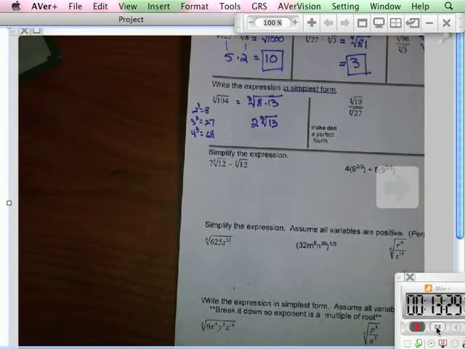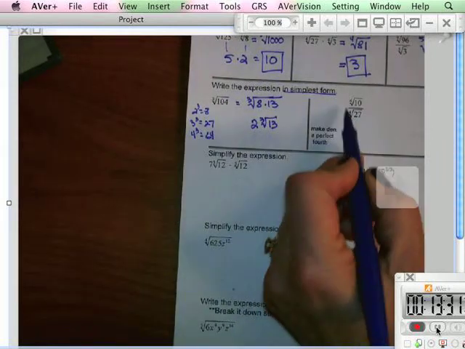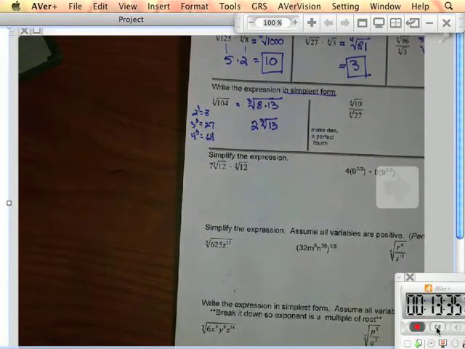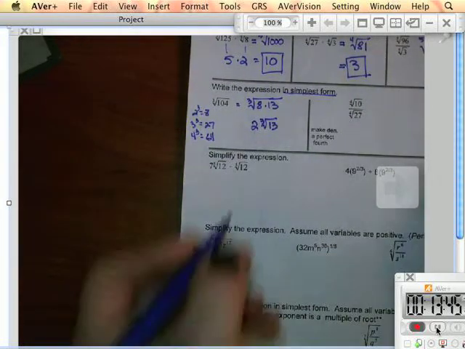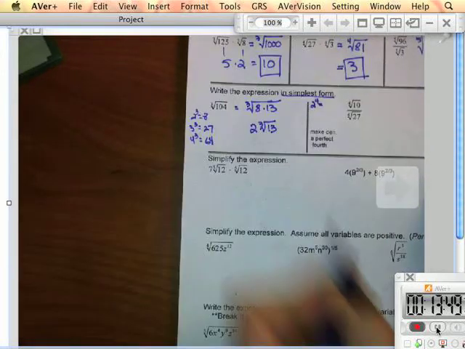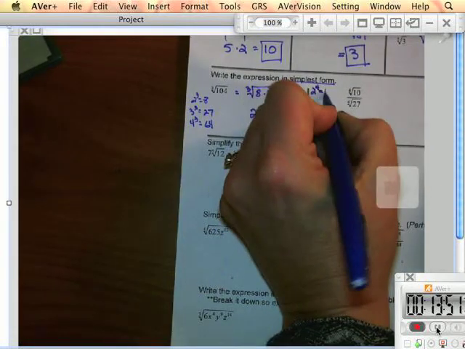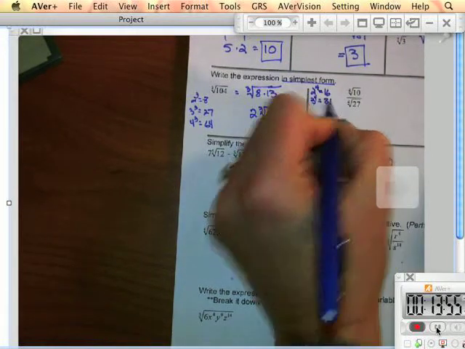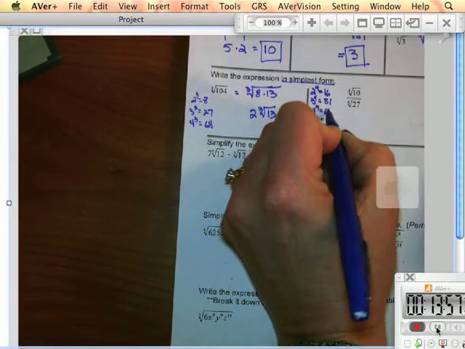All right, here we're dealing with fourths, but we also have a radical in the bottom. Can't have that. So we have to rationalize, okay? But there's more than just that. So first thing I'm going to do is make a list of perfect fourths. 2 to the 4th is 16, and I may need this list. I may not. 81. 4 to the 4th is 64. I don't know. I might need that list.